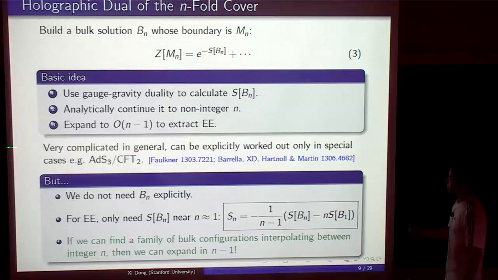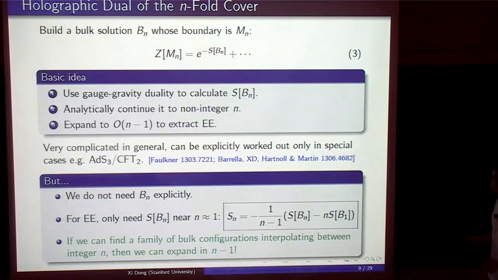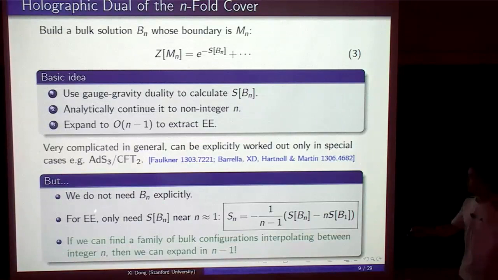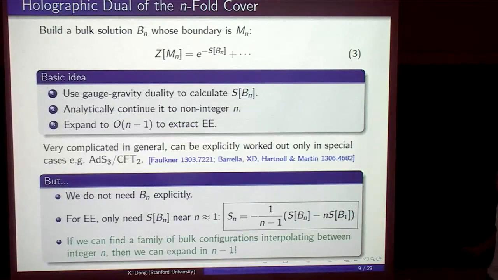If we can somehow analytically continue the bulk geometry in a certain sense, then we can just analyze the bulk geometry near n equals 1. And we can do some sort of expansion in the geometry itself and plug in some formula and get entanglement entropy. So this is true if we can find a family of bulk configurations that interpolates between the dual of the n-fold cover to non-integer n.